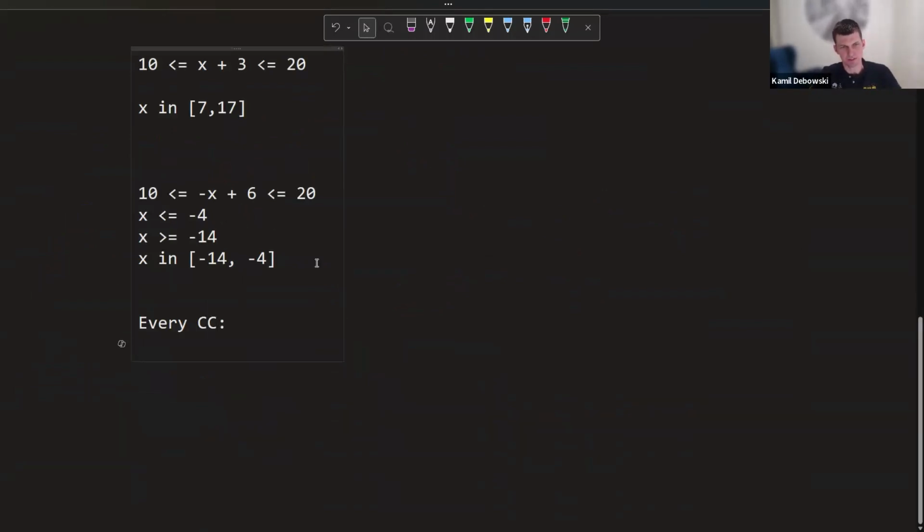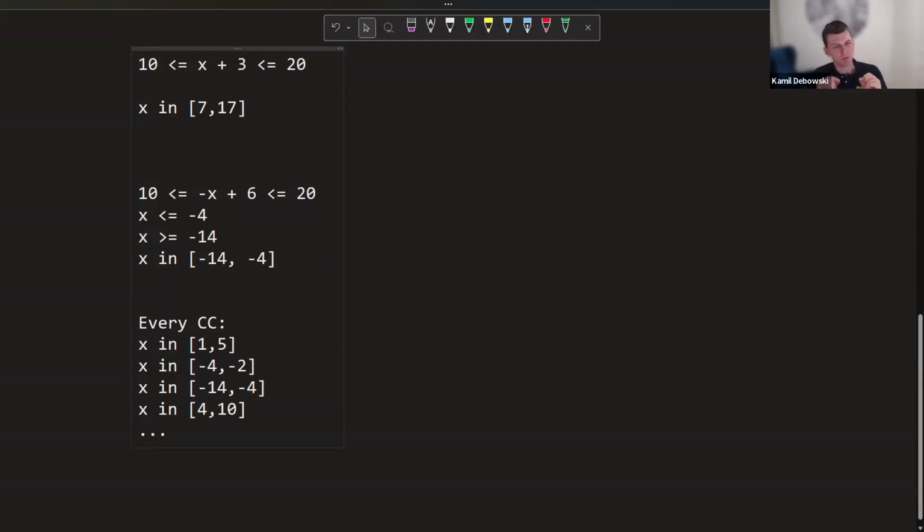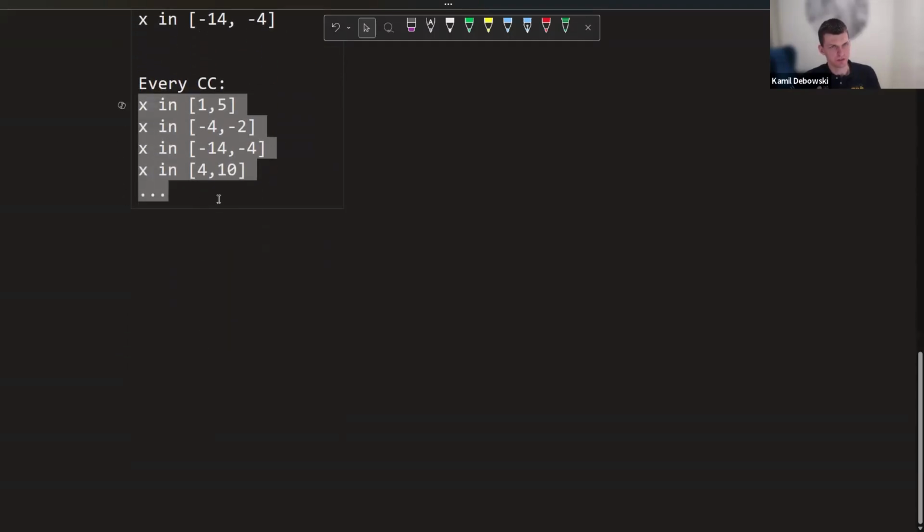Every connected component gives us x must be in 1 to 5, x must be in minus 4 to minus 2, x in minus 14 to minus 4, and so on. We often cannot satisfy all those requirements, but what we need to do is choose such integer x to maximize the number of satisfied conditions. Maximize the number of conditions satisfied. And this becomes a standard problem on ranges. And this one, I would expect almost everybody in Silver Division to be able to solve. This is not a difficult problem anymore. The difficult part is done.